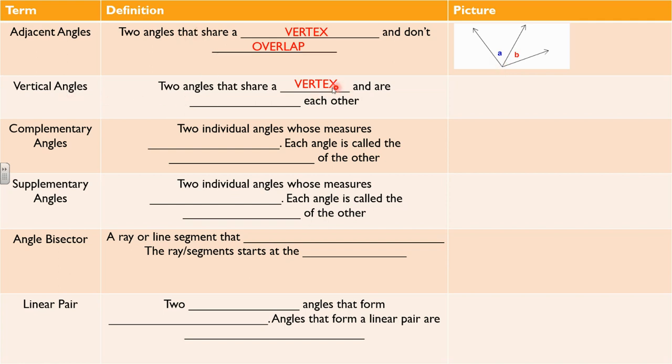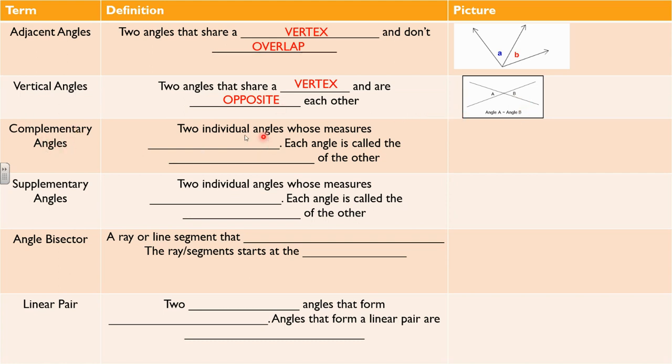Vertical angles, on the other hand, are two angles that share a vertex but are opposite of each other. An example of that is what I have here. Again, they share that vertex right where my mouse is, and they're directly opposite of each other. These angles are equal. When they're diagonally across from each other, they are equal to each other. So if angle A is, I don't know, 50 degrees, angle B is also 50 degrees.